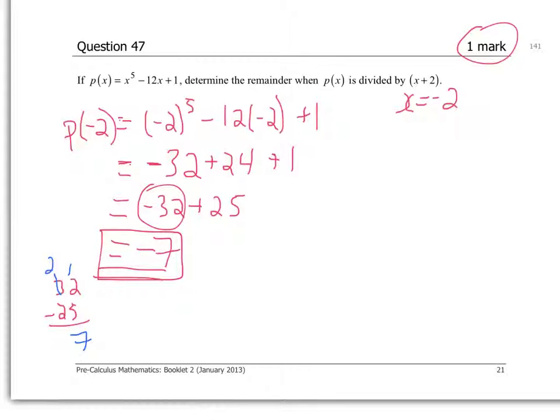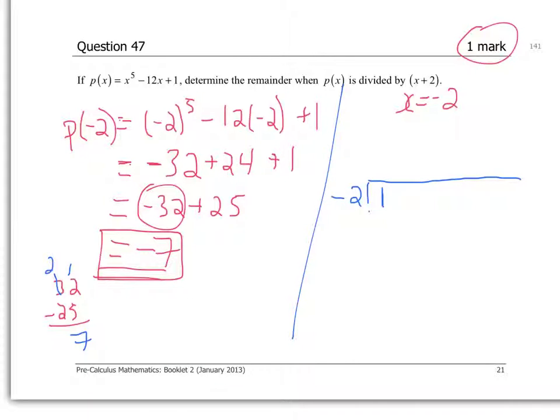Some people prefer to use synthetic division for this question, and I'm going to show you with synthetic division. What makes this difficult about synthetic division is you need to keep track of your placeholders. So we again solve the factor and put a minus 2 outside. And now we put our coefficients.